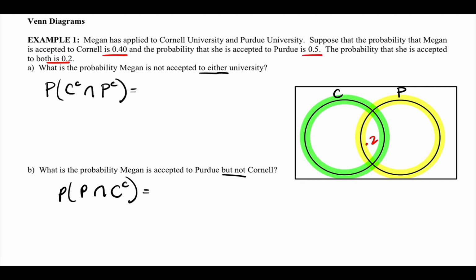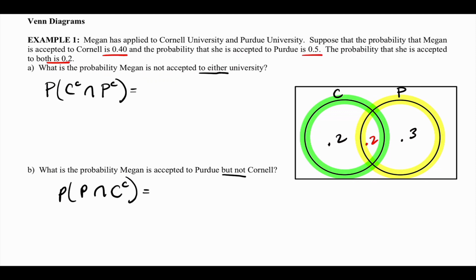Total in the green circle. Green is Cornell. 40 has to be total, right? Which means I'm missing 0.2. So that one has to go in there. How much total is supposed to be in the Purdue circle, the yellow circle? 0.5. So that means I'm missing 0.3, right?